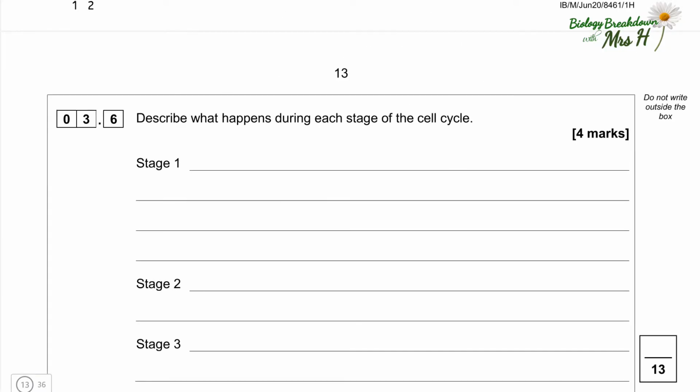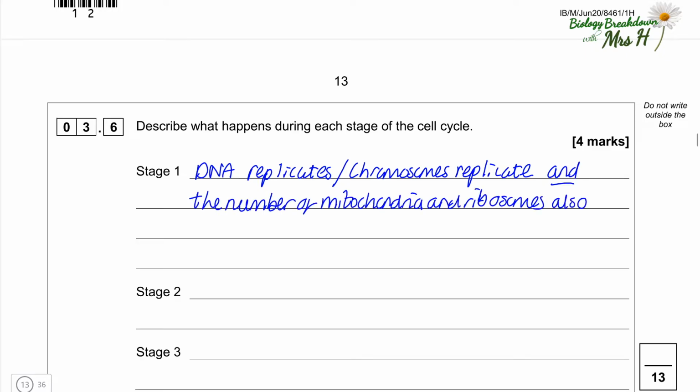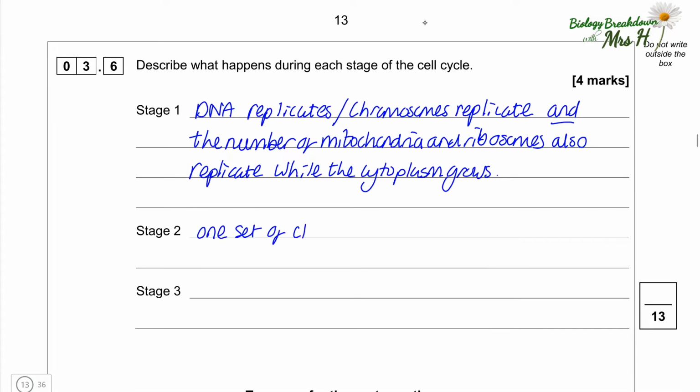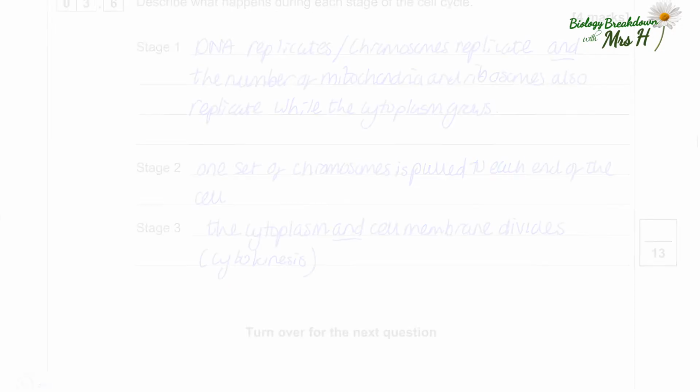Describe what happens during each stage of the cell cycle. In stage 1, DNA replicates, so that means the chromosomes that are made of DNA are going to replicate as well, and the number of mitochondria and ribosomes also replicate while the cytoplasm is growing. Stage 2, one set of chromosomes is pulled to each end of the cell. So we're getting ready for a division. And in that 3rd stage, the cytoplasm and the cell membrane divides to form 2 cells. And that is called cytokinesis.